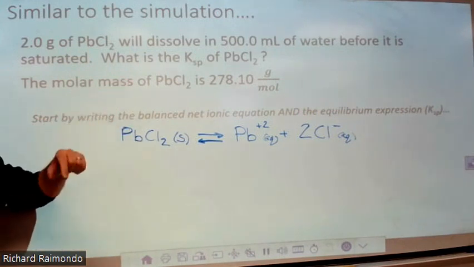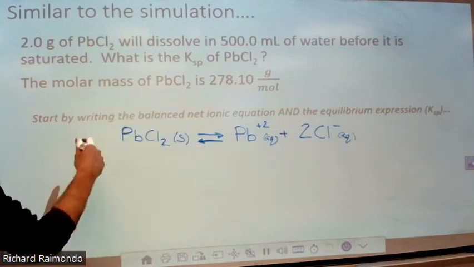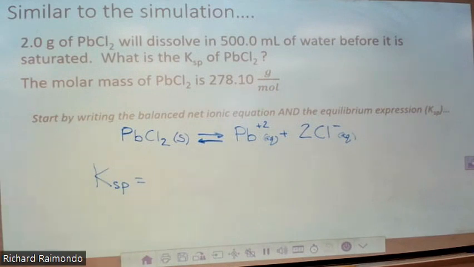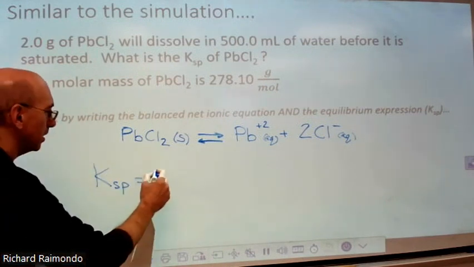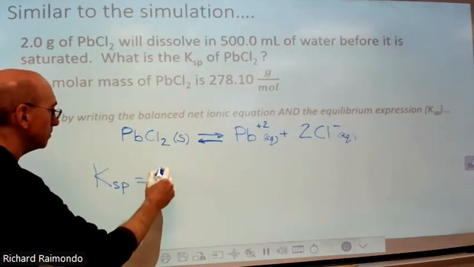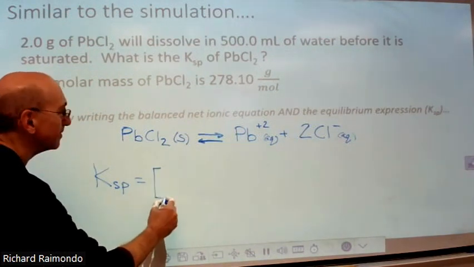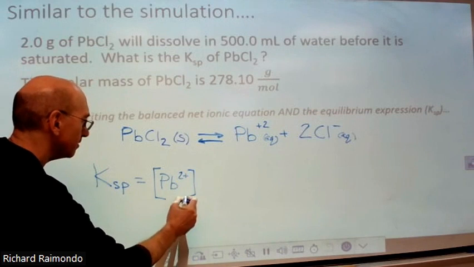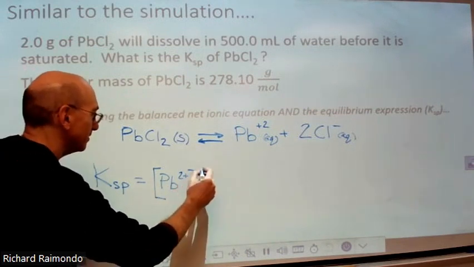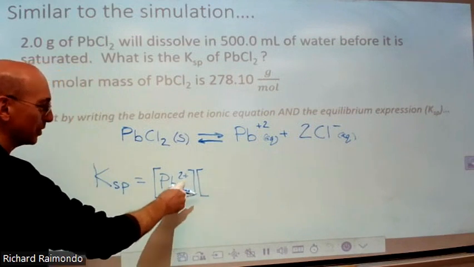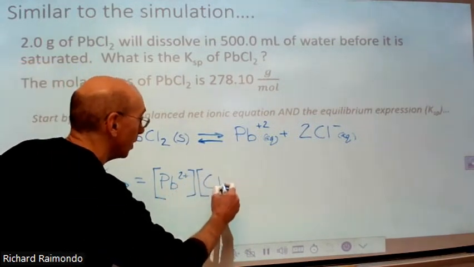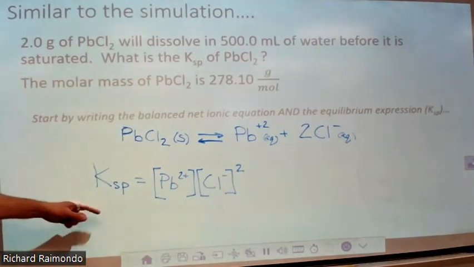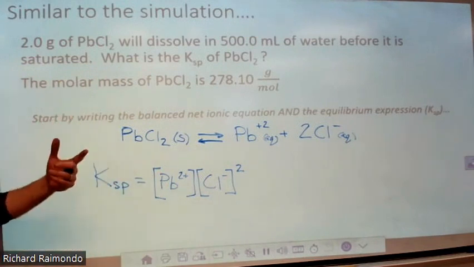Good. All right. How do we write the KSP? Products over reactants, right? Alvin, what's the KSP? Square brackets, concentration of the Pb2+ times the Cl minus squared. Oh, sorry, it's times, yeah. The charges go on the ions; we don't add these together, we're multiplying them. Good. That's our KSP expression. Again, it's over 1 because this is a solid. That's 1. Good.